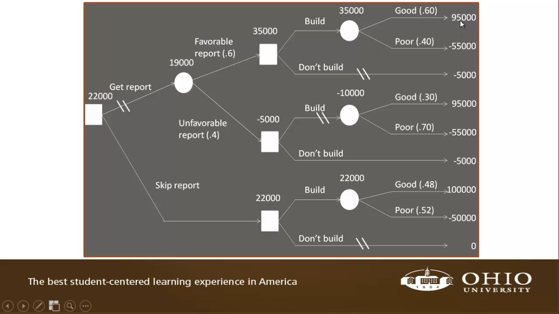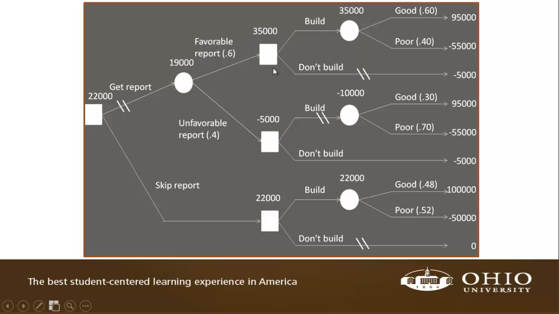So where does this 95,000 come from? Where did we get that number? Well, if we buy the report, it is favorable, and we build, and the results are good, we'll make $100,000. We paid $5,000 for the market report, so we realize a profit of $95,000. However, if we choose to build and the results are unfavorable, we lose $50,000 in addition to the $5,000 that we paid for the market report, so we lose $55,000.